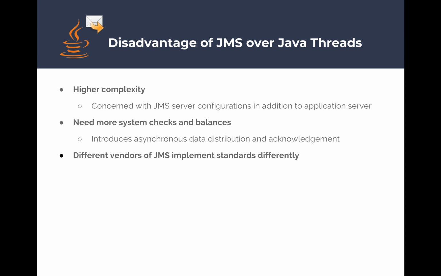Third point, different vendors of JMS implement standards differently, in a sense that one vendor such as ActiveMQ or another might interpret the standard differently and implement it differently. So for different projects, depending on what vendor you use, you have to do your code differently for your programmers. However, this is not the case for Java threads, as all the API remain largely standardized in the same JDK version which you use.